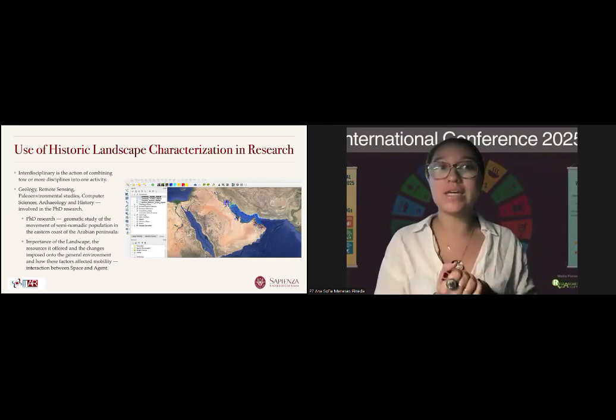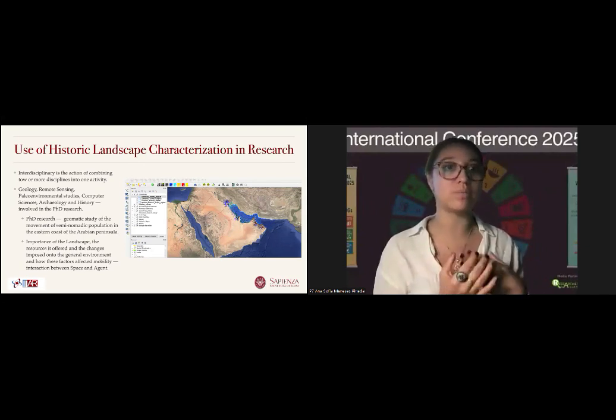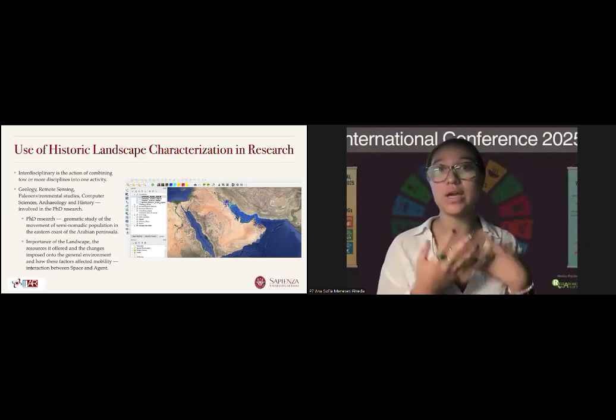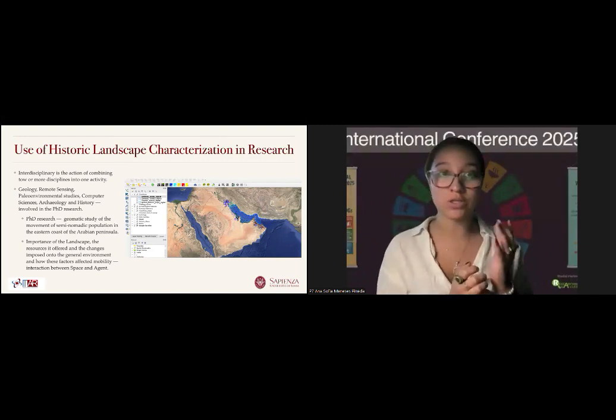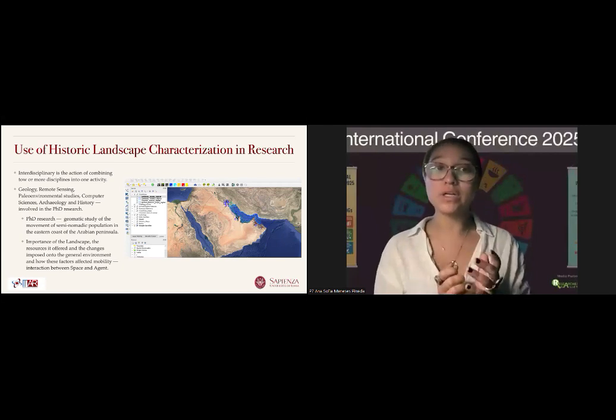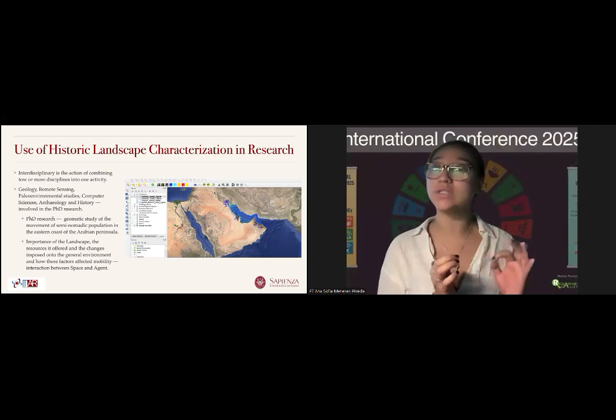In this case, interdisciplinarity is the action of combining two or more disciplines into one activity. In my own research, I'm applying geology, remote sensing, paleoenvironmental studies, computer sciences, archaeology, and history into one. So we can better study the mobility of people throughout the Arabian Peninsula in the Bronze Age and Iron Age.